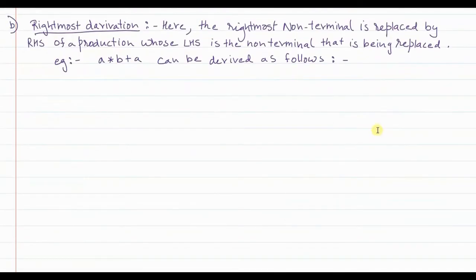Now rightmost derivation is the one wherein, now what we have done is leftmost. Here the rightmost non-terminal is replaced by the right hand side of the production, whose left hand side is the non-terminal that is being replaced. Again with the same example and the same string, I can start with E. Okay, again alternative 1.